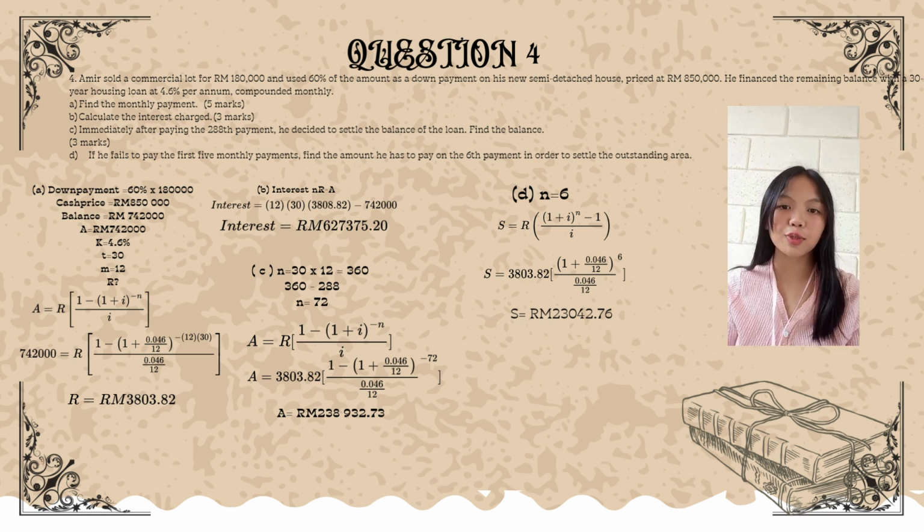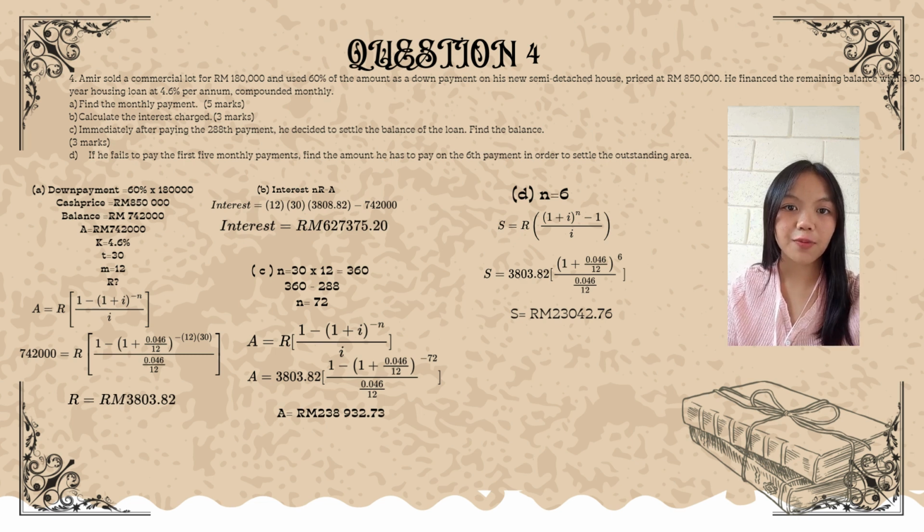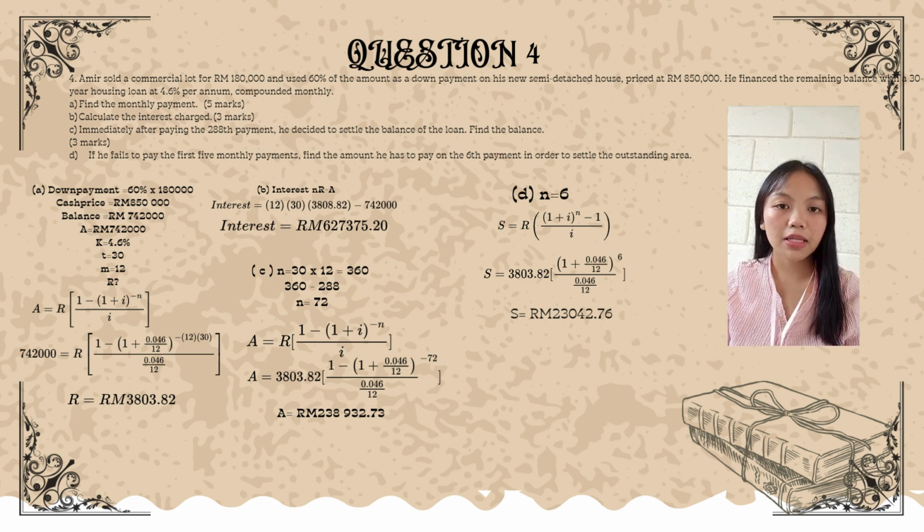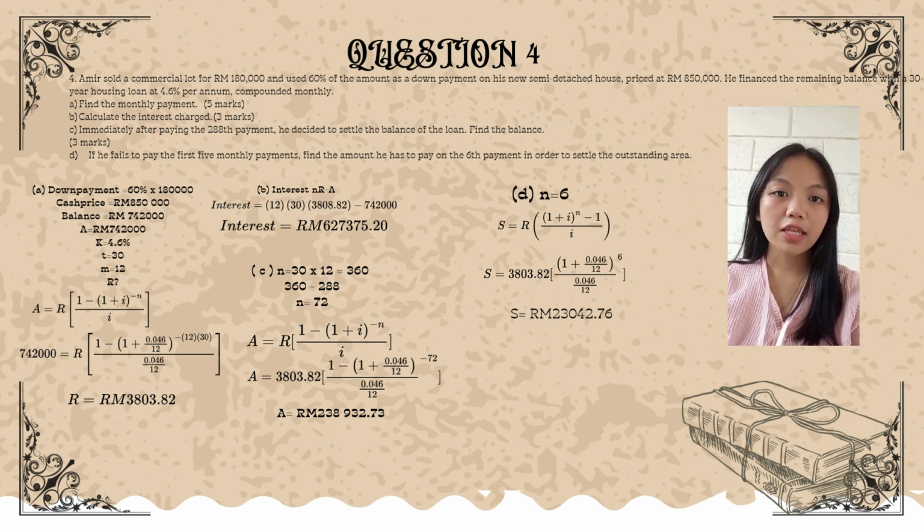Then question 4C, you need to find the remaining loan balance. The first thing you should do is subtract the payments made from the total payments. Then you will get the 72 payments left to make. Then you can use the loan formula. So, the remaining balance on the loan will be 238,932 ringgit and 73 cents.